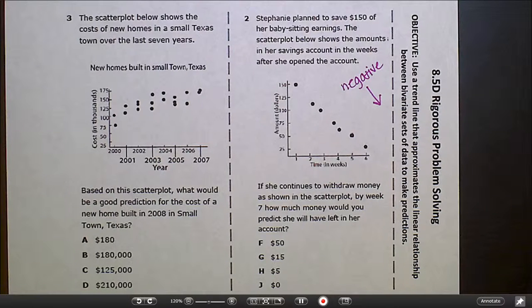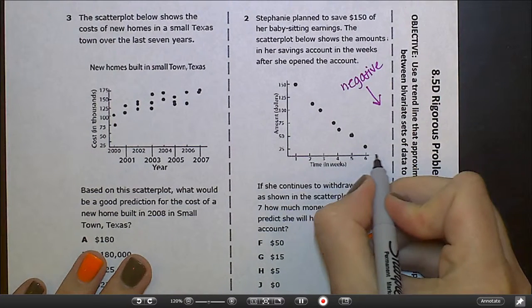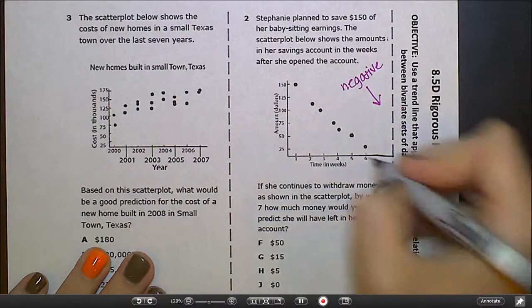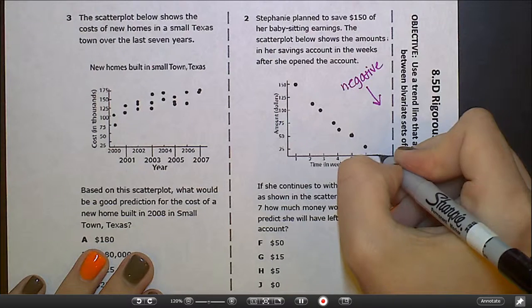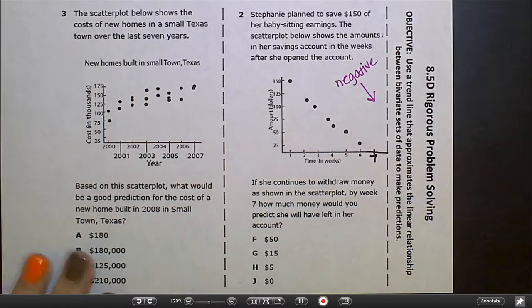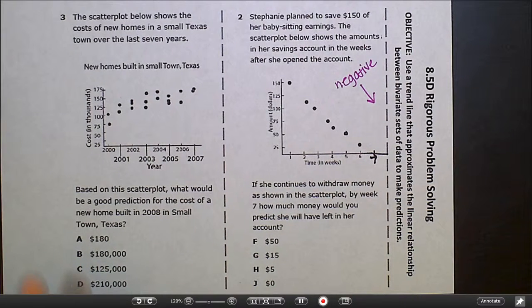So the first thing we want to do anytime we're having to predict something that's not shown on the graph is to go ahead and draw that into the graph. It's hard to predict if we can't see. So I'm going to extend my x-axis over here. I'm going to say it's about that much space, and that's 7 weeks. So that's the first thing I'm doing.